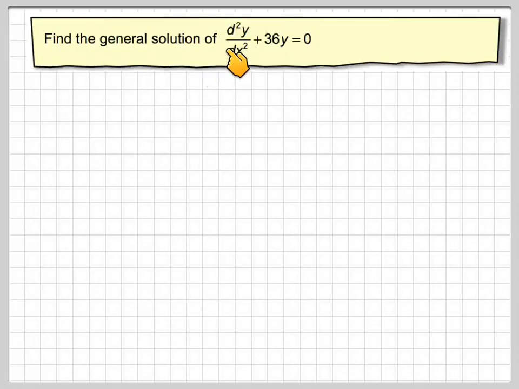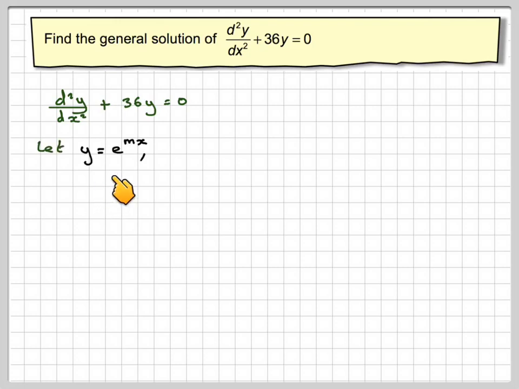Find the general solution of the second derivative plus 36y is equal to 0. So we've got the second derivative plus 36y is equal to 0. If we say that y is equal to e to the mx, and then we differentiate that, we're going to get m e to the mx.